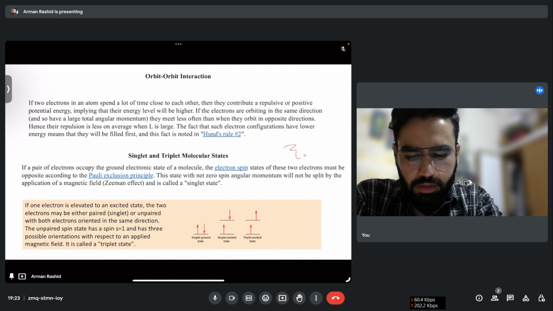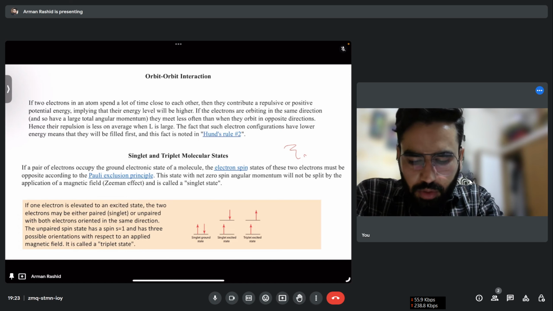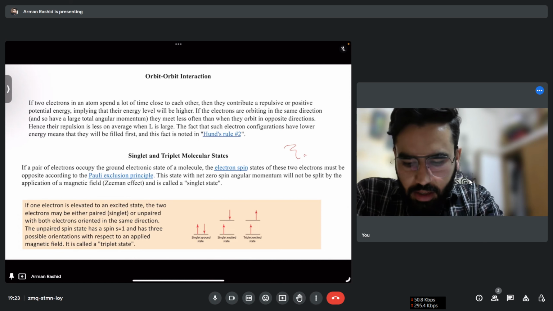If one electron is elevated to a higher energy level, the two electrons can be unpaired, with both electrons oriented in the same direction. The unpaired spin state is called S and has three possible orientations with respect to an applied magnetic field. This is called a triplet state. Now, in the singlet state the total spin angular momentum is 0, so it will not interact with an external magnetic field, so no Zeeman effect.